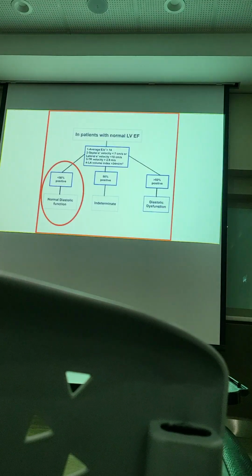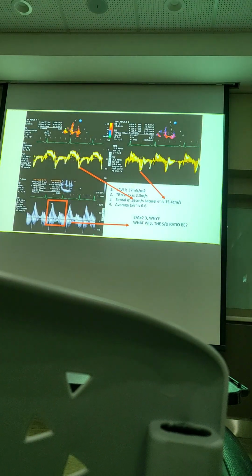Okay, ni tengok the lagi lah. Okay, ingat this number? Semua okey kan? So okay, mana yang tak normal? Okay, tapi EA dia 2.3 kan? Macam pelik kan? High kan? So patient ni apa? Epidiastolic dysfunction ke tak?